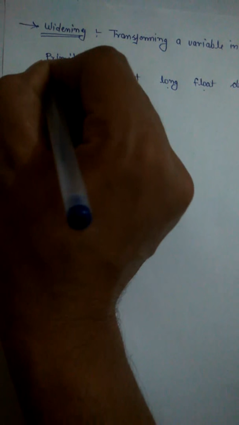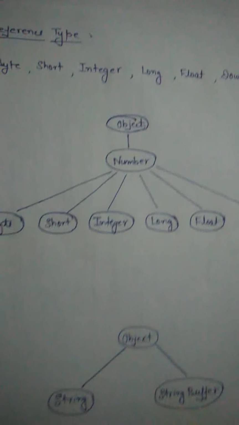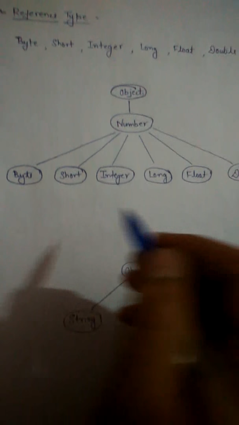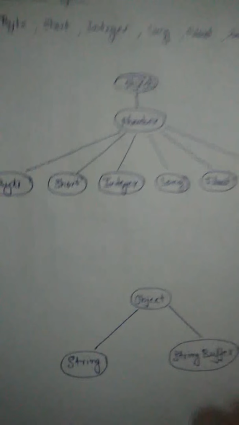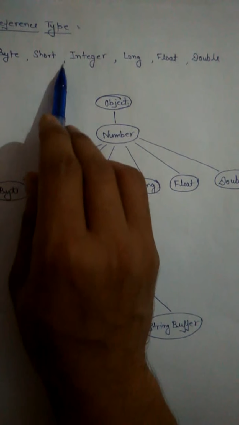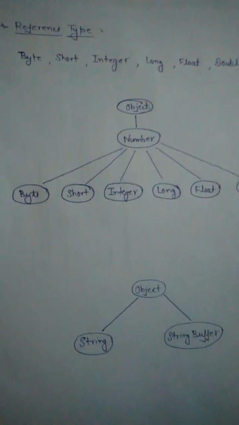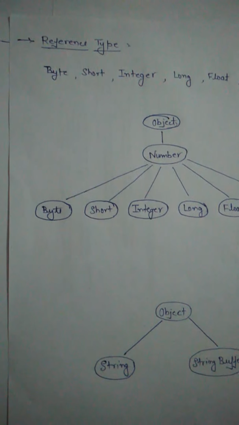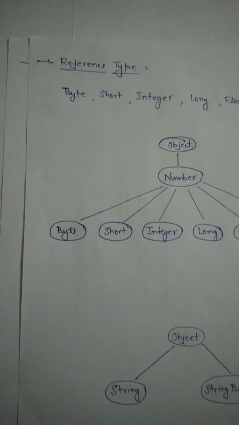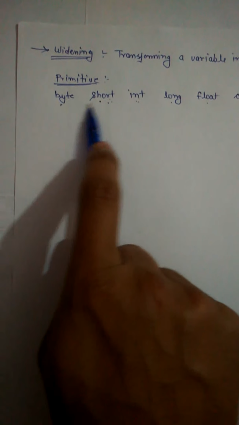But for reference types, the widening depends on inheritance. So we will check the wrapper classes as reference types. Here the wrapper classes of all of our primitive types are Byte, Short, Integer, Long, Float, Double. But here something is different. Don't treat them the same as the primitive types, which are in a widening sequence.